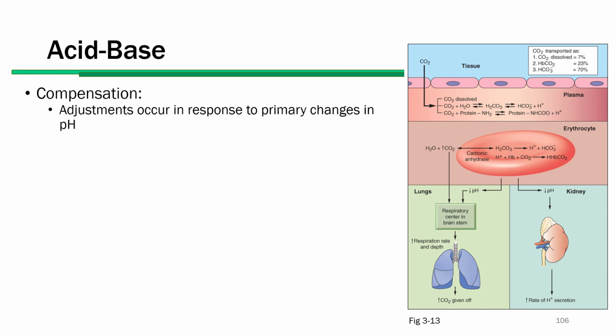Compensations occur when adjustments happen in response to primary changes in pH. This is different than a correction. If there was a correction, then the values for both components of the buffer pair would return to normal. But in a compensation, we're just changing something else to compensate for that change in pH.